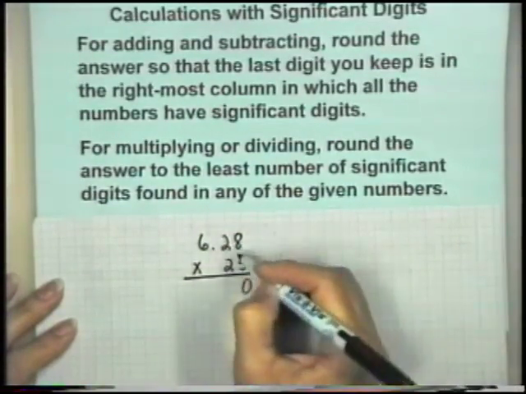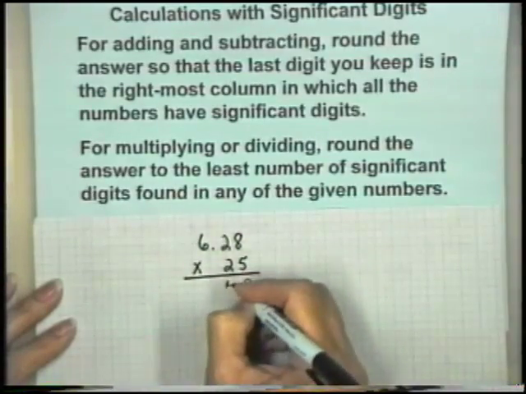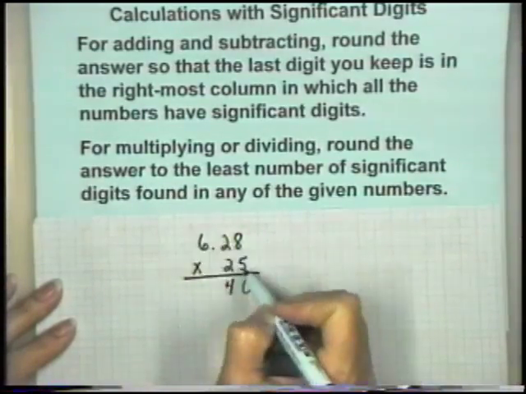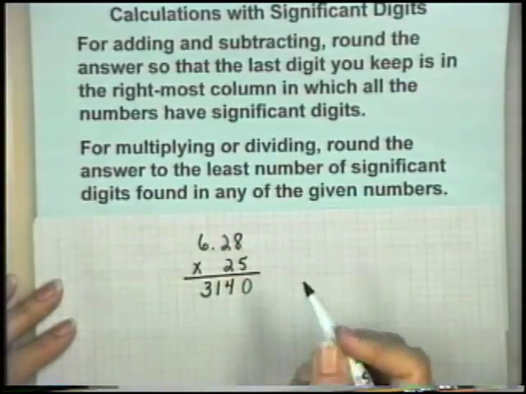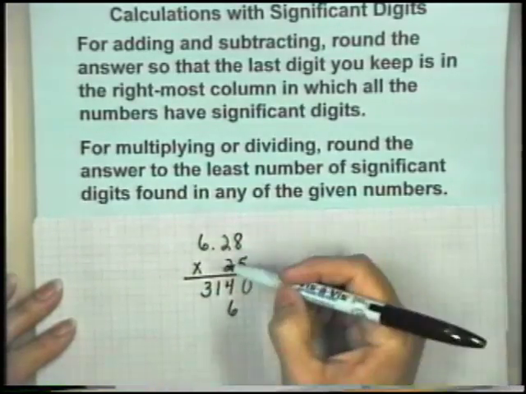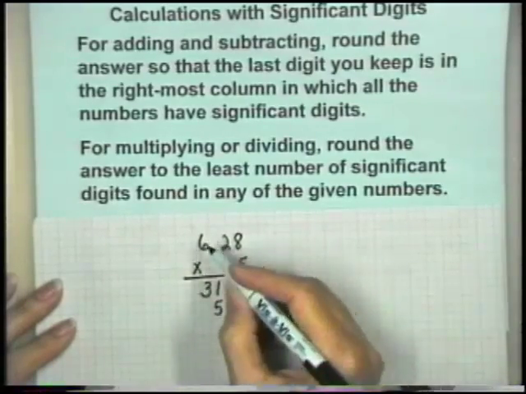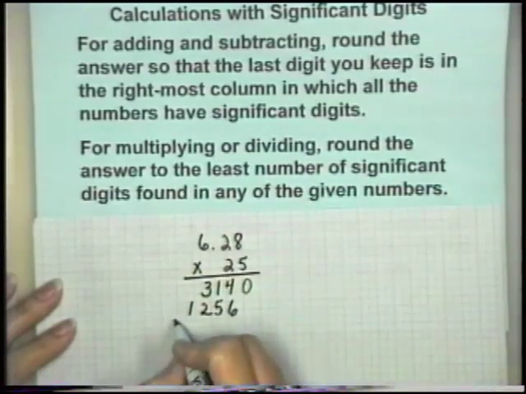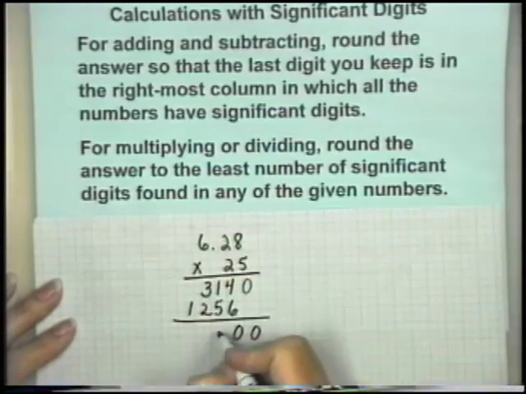5 times 8 is 40. 5 times 2 is 10, plus 4 would give me a 14. 5 times 6 is 30, plus 1 would give me 31. 2 times 8 is 16. 2 times 2 is 4, plus 1 would be 5. 2 times 6 is 12. We'll add.